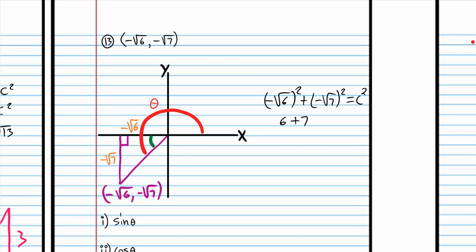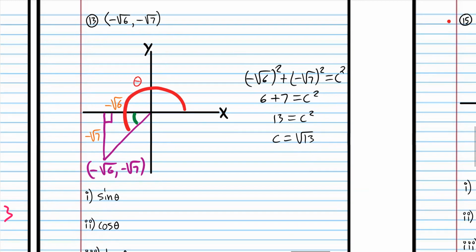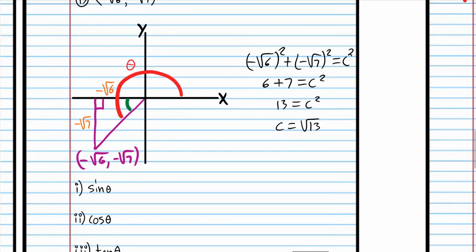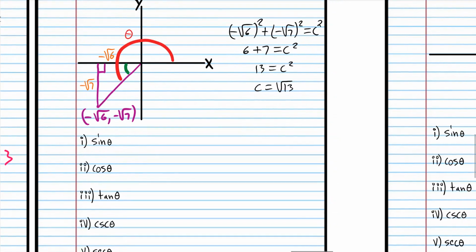So we get 6 plus 7 is equal to c squared, and we get 13. We got the same number that we did in the previous problem. And remember, 13 has to be positive because we're talking about the hypotenuse. Hypotenuse is always defined to be positive. Okay, so the hypotenuse is root 13.